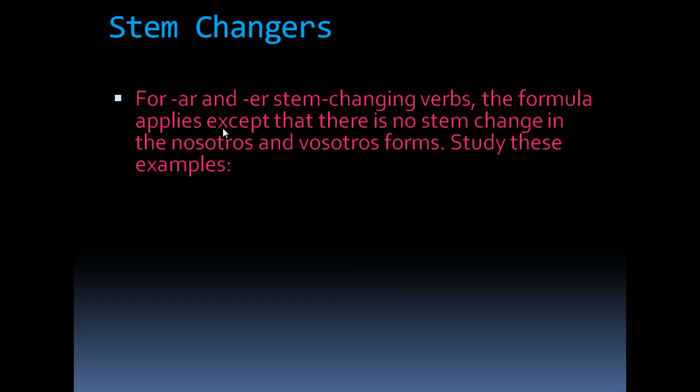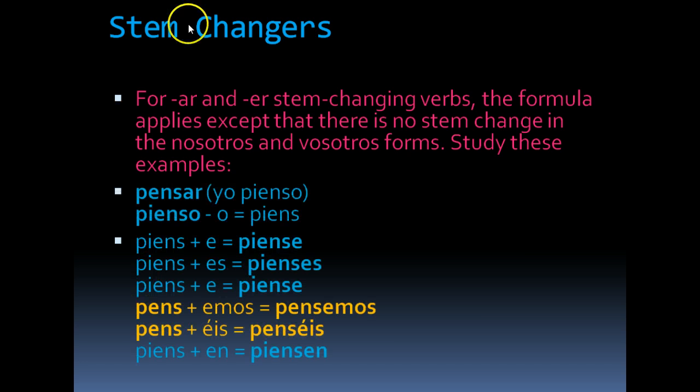Let's look at the stem changers. For AR and ER stem changing verbs, the formula applies, except there is no stem change in the nosotros and vosotros forms. Let me show you what I'm talking about. Let's look at pensar. You have to remember that pensar becomes yo pienso. We drop the o. We use the base. Piense, pienses, piense. Look what happens here. We don't have that i, and it just goes back to pensemos, penséis, and then it goes back into the piensen in the ellos form.